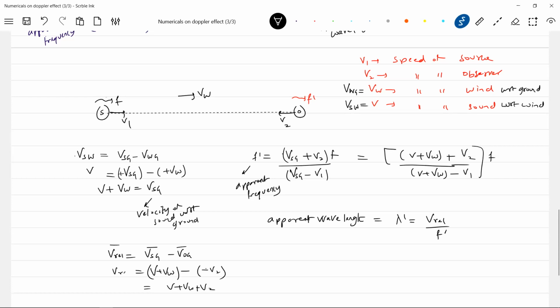Please look at the symbols, very important. What is V relative? Velocity of wave with respect to observer. Okay, got this. So that I'm going to substitute here. So this will become V plus VW plus V2.